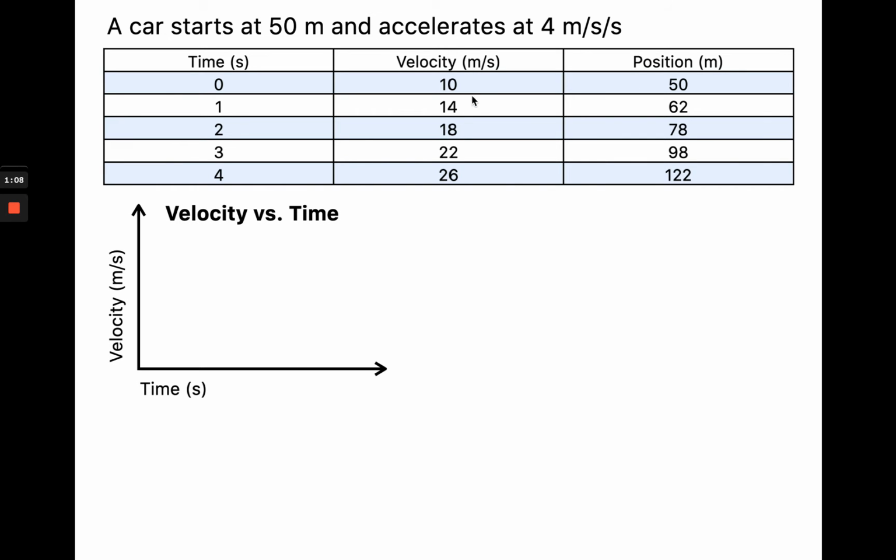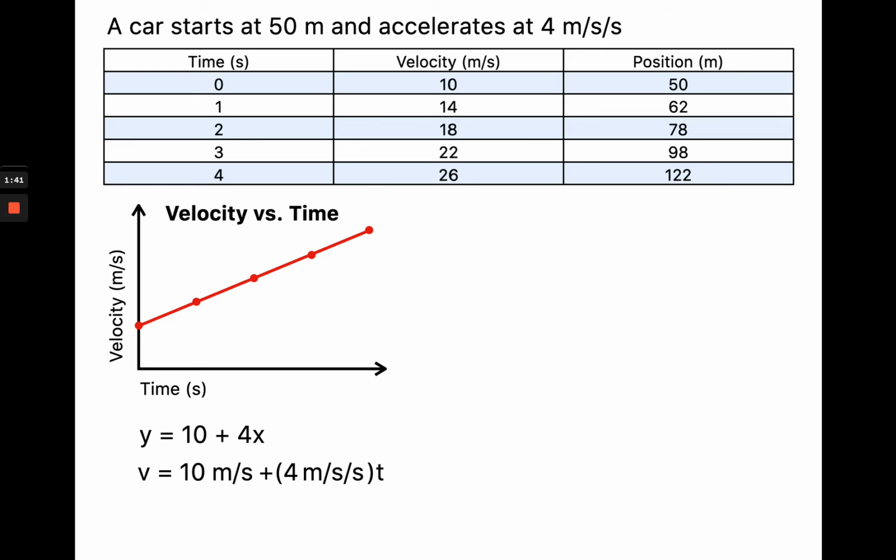Now look at the velocity. Every second, it starts at 10 meters per second, and every second just goes up by 4. So it's a perfectly straight linear line. Now if we plug this into a spreadsheet, we would get an equation like this: y equals 10 plus 4x. Now, the y-axis is velocity. Not just 10, but 10 meters per second, 4 meters per second, and the x-axis is time. So what we did was we simply changed the y's and x's to v and t, and we included the units of the graph.